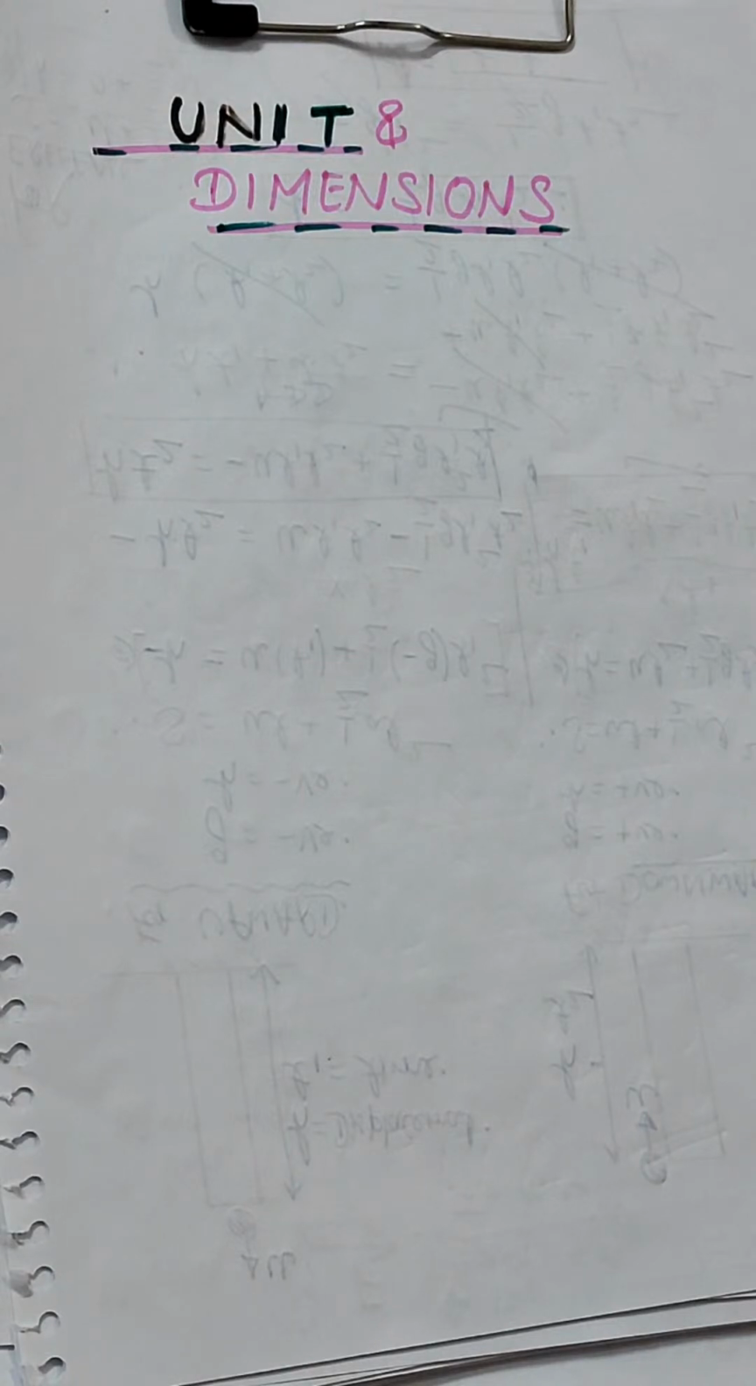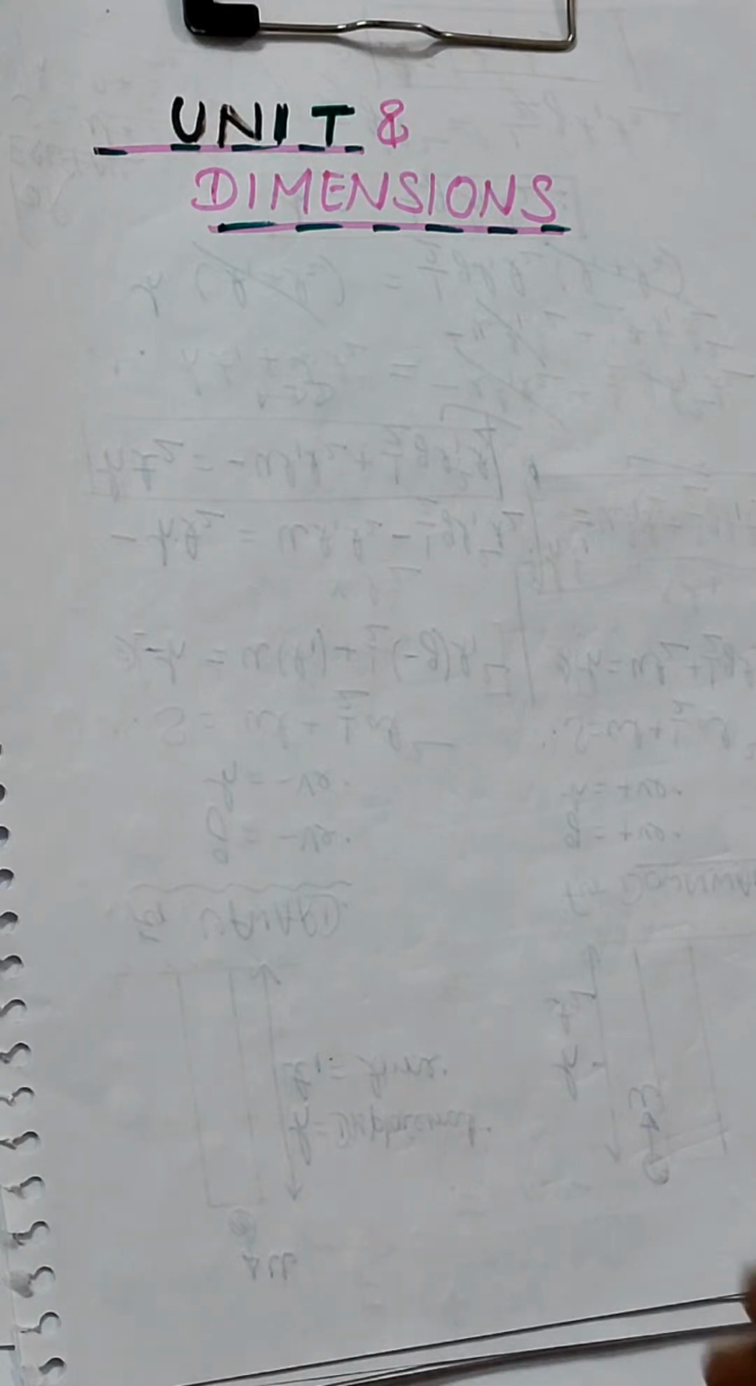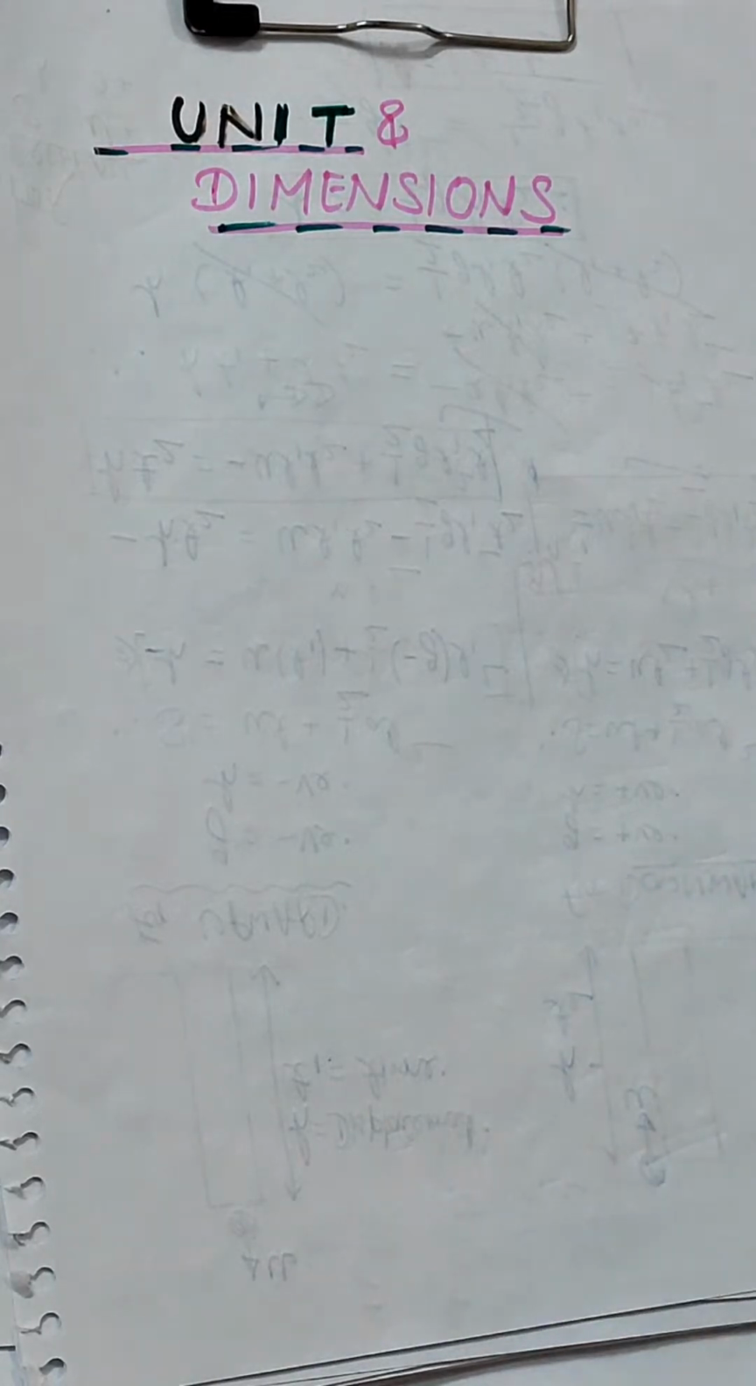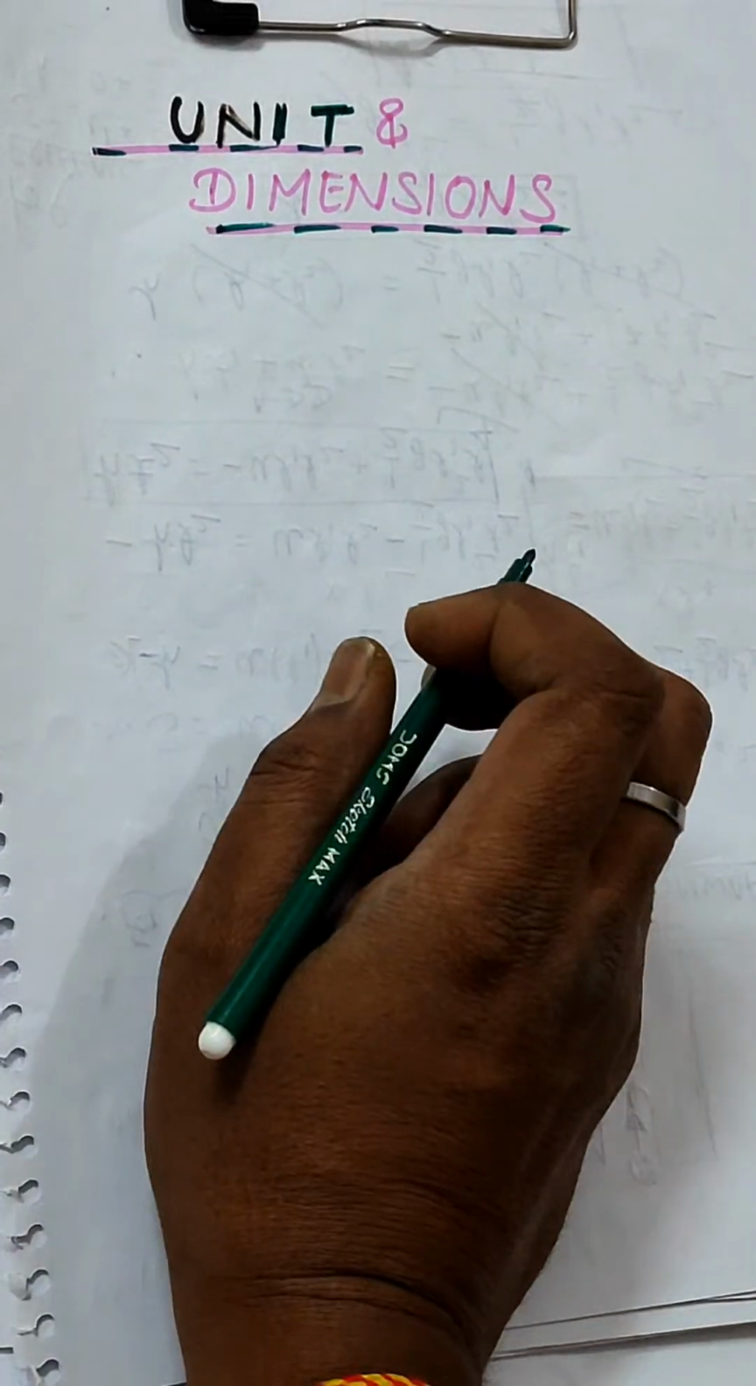The concepts of units and dimensions, which is also a chapter of class 11, and we will see how the different units are derived. Basically, there are a few fundamental units such as length, mass, time, electric current, thermodynamic temperature, which is measured in Kelvin, luminous intensity, candela, and amount of substance, that is mole. So these are the fundamental units.